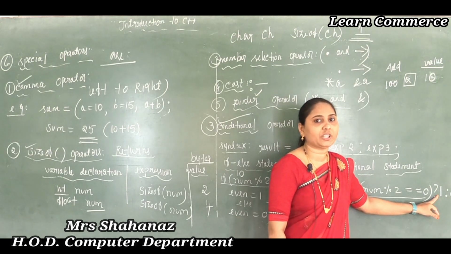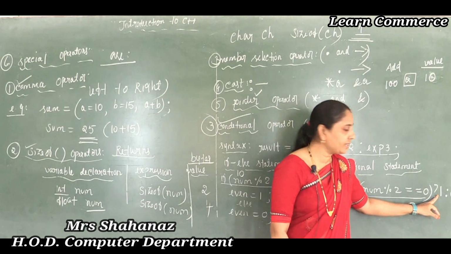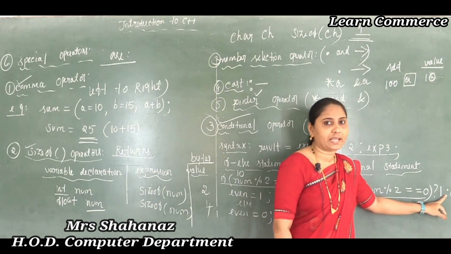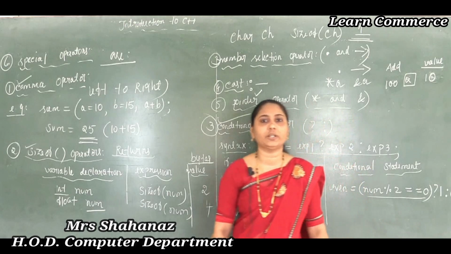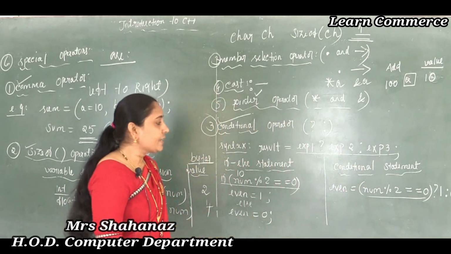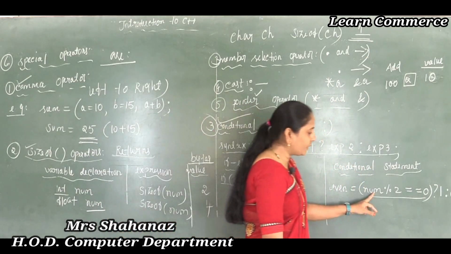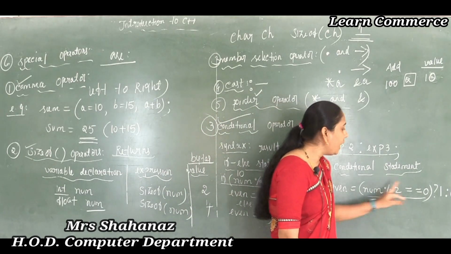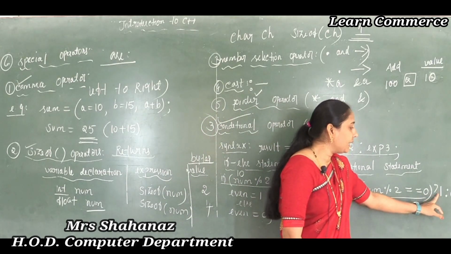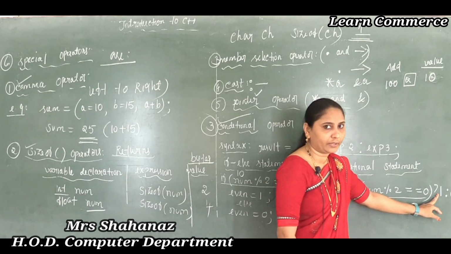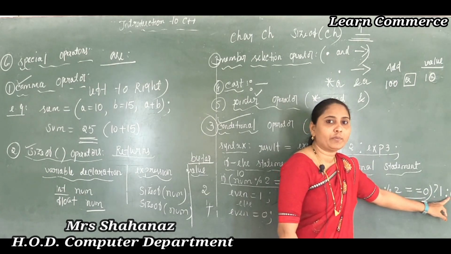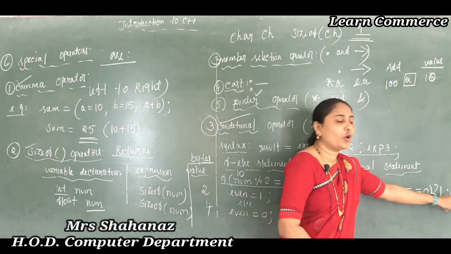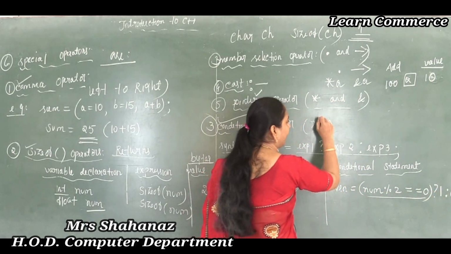So if expression 1 is true, that means expression 2 is calculated, otherwise expression 3 is calculated. So how did we complete this one? This one is expression 1, num modulus 2 is equal to 0, then closing of the parenthesis, then I used a question mark, correct? Later was expression 2, that is 1, colon, 0. I already said about this one.